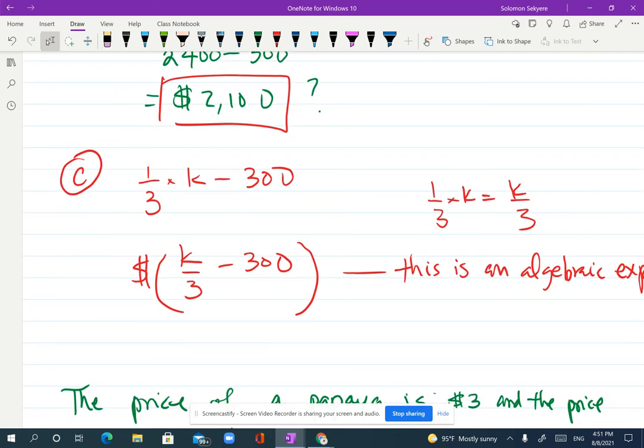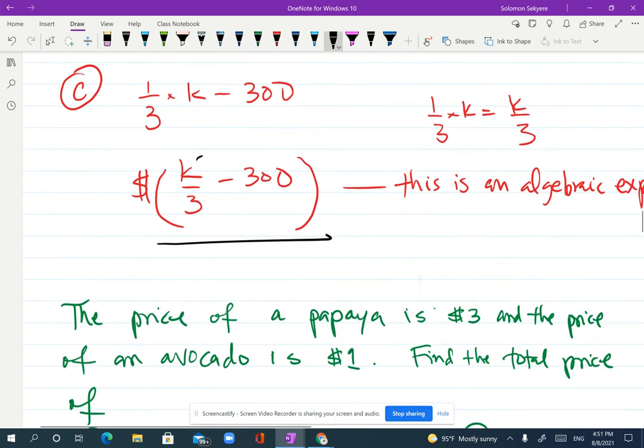Okay, the last one is K, 1/3 K means K over 3. We don't know K yet, so we just leave it like this. This is an algebraic expression.